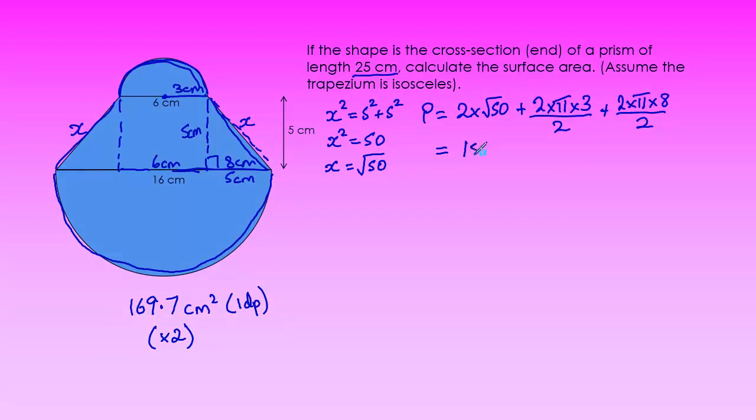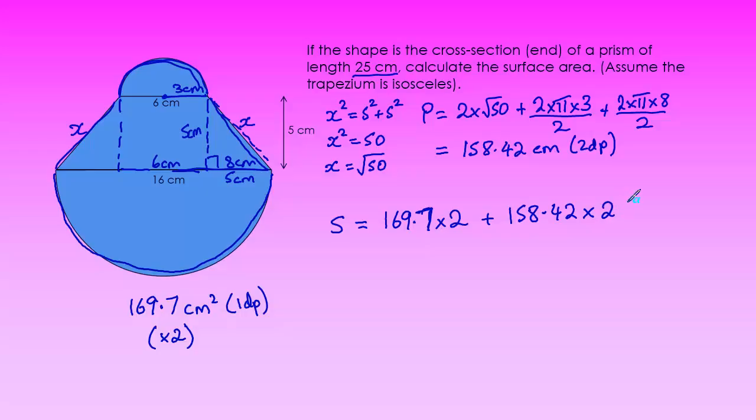158.42, and that, remember, would be centimeters. It's just the length, the perimeter. So our surface area we can now get by doing 169.7 multiplied by 2, so that would give us the two ends, and then we'll do this perimeter and multiply it by the length of the shape.